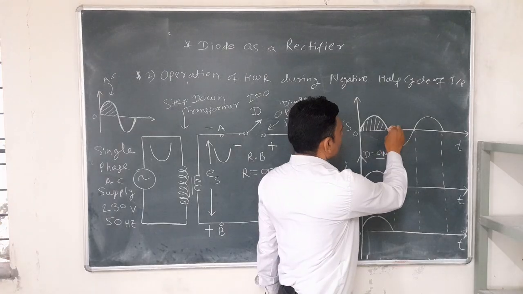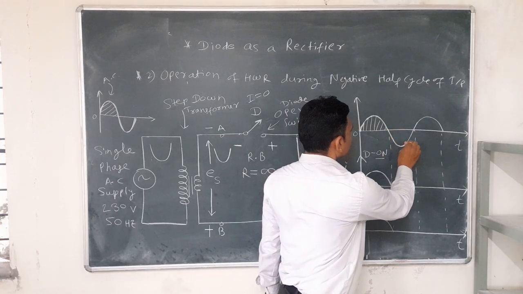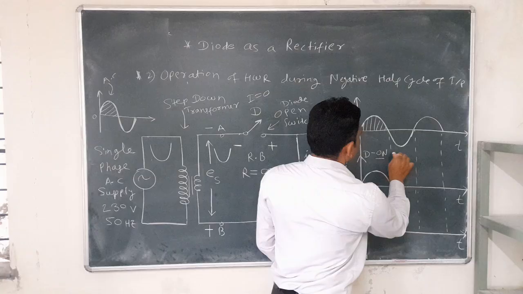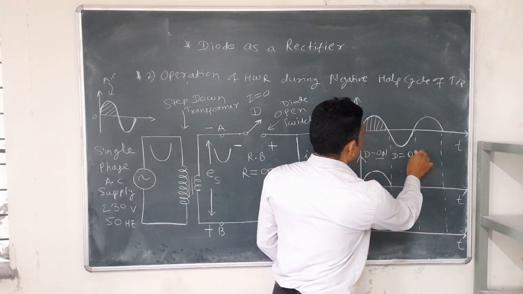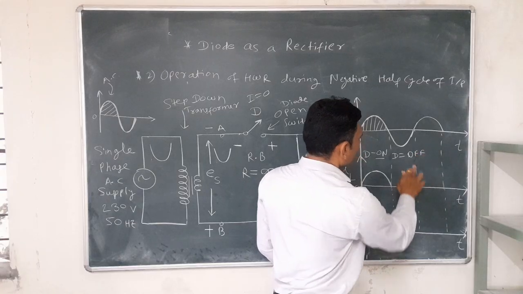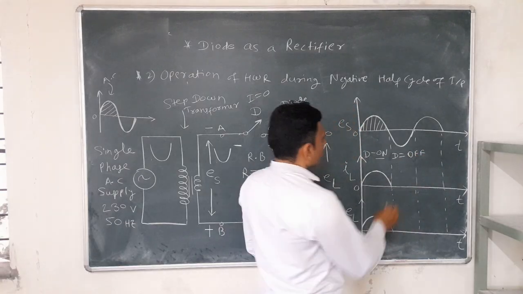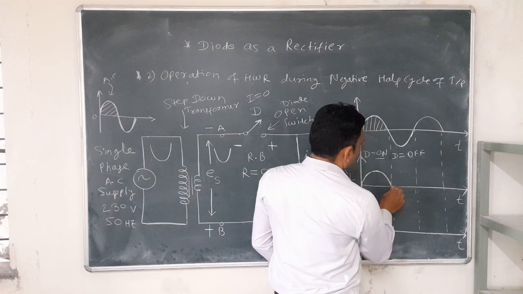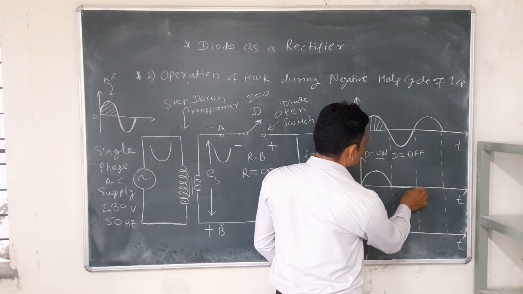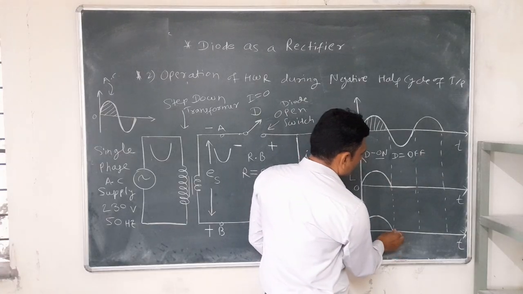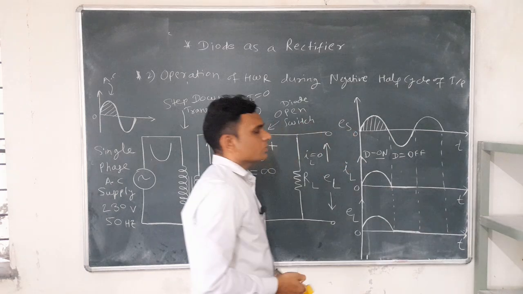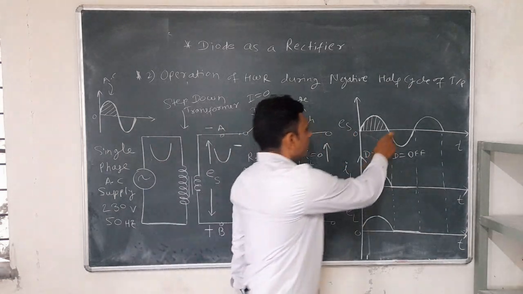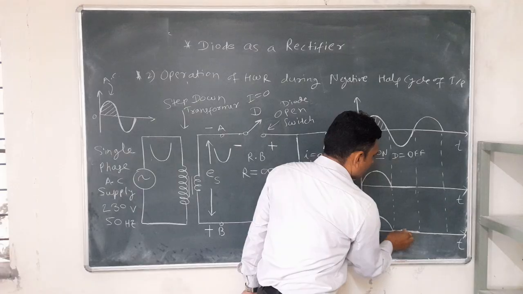So through the waveform we can see that during the negative half cycle, diode D is reverse biased, therefore the diode is in the off state. Therefore the current through the diode and the load resistance is 0. Since the load current is 0, the output voltage is also 0. So in the negative half cycle, the output is 0.